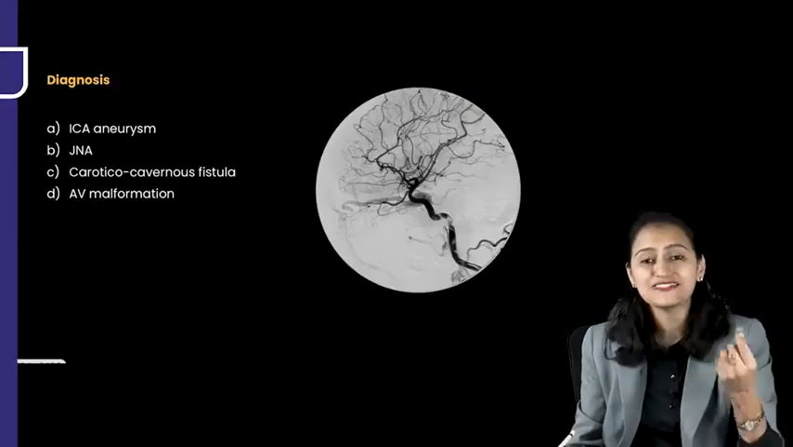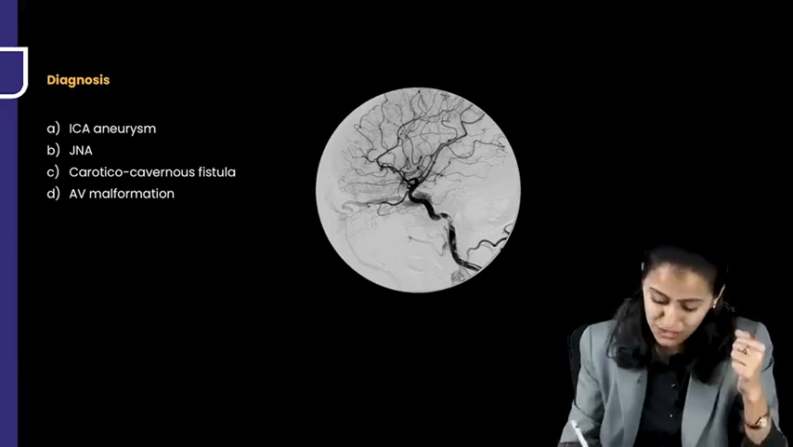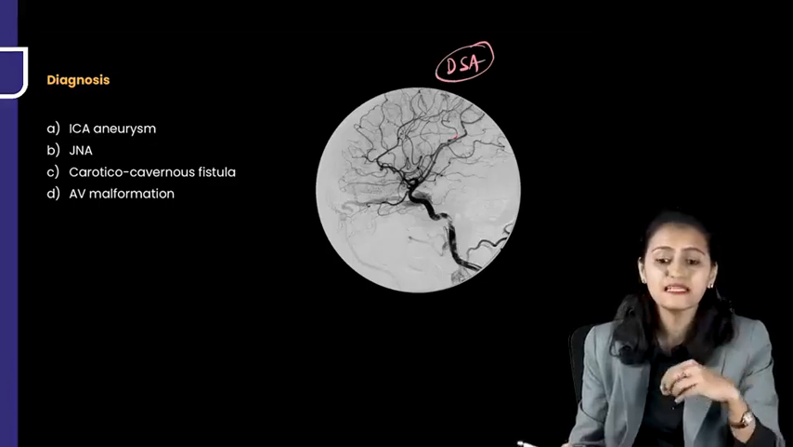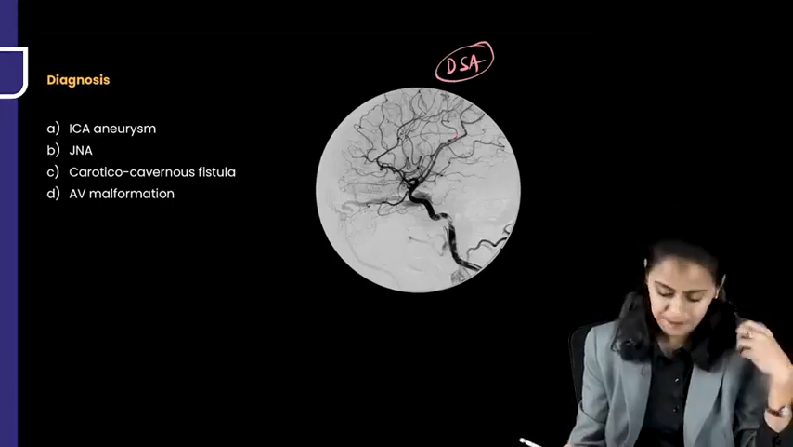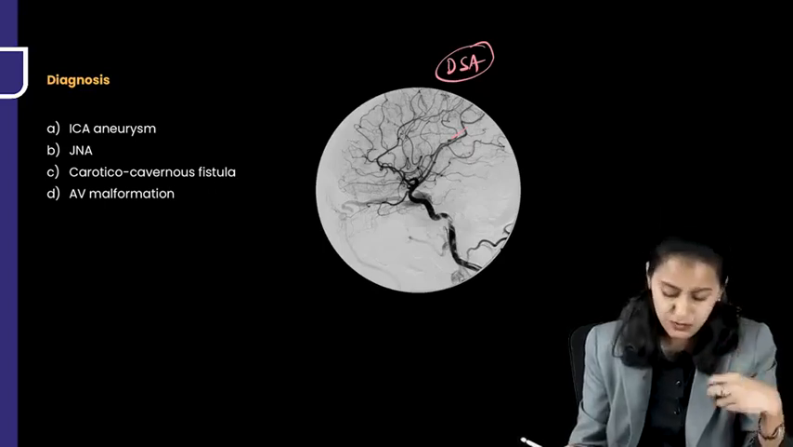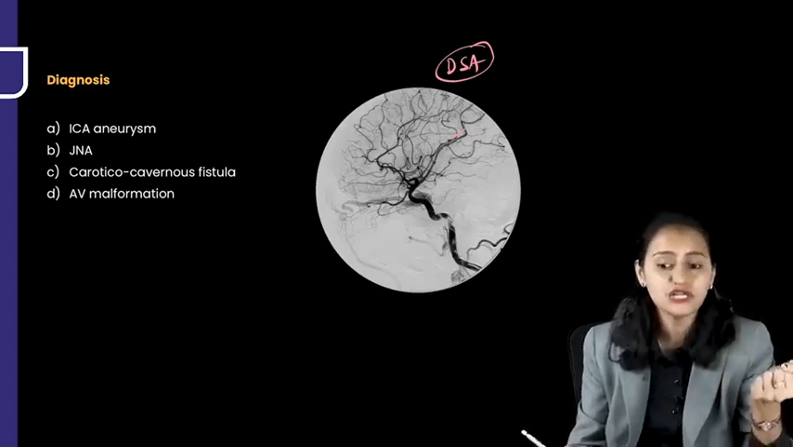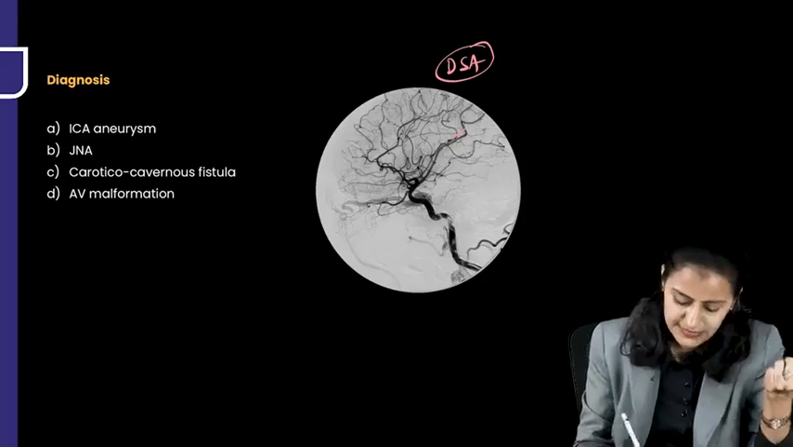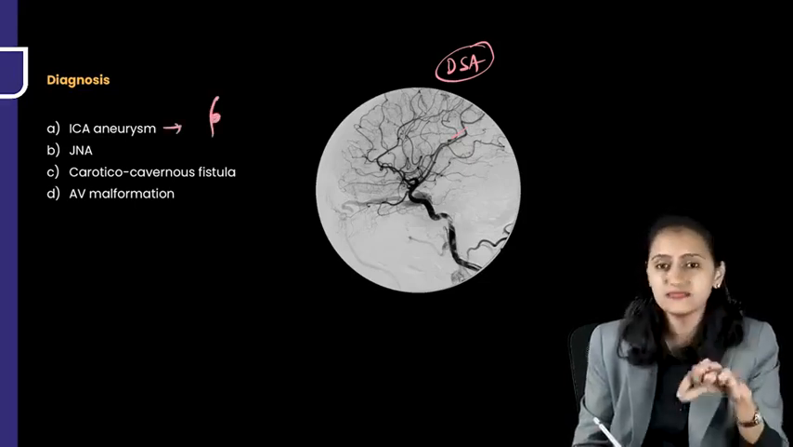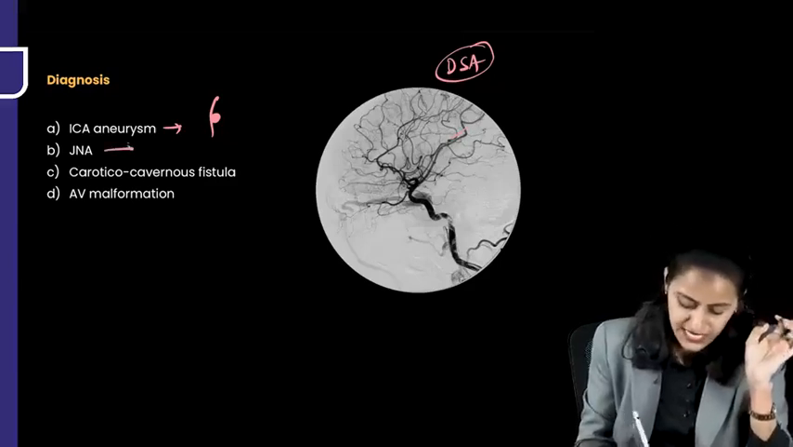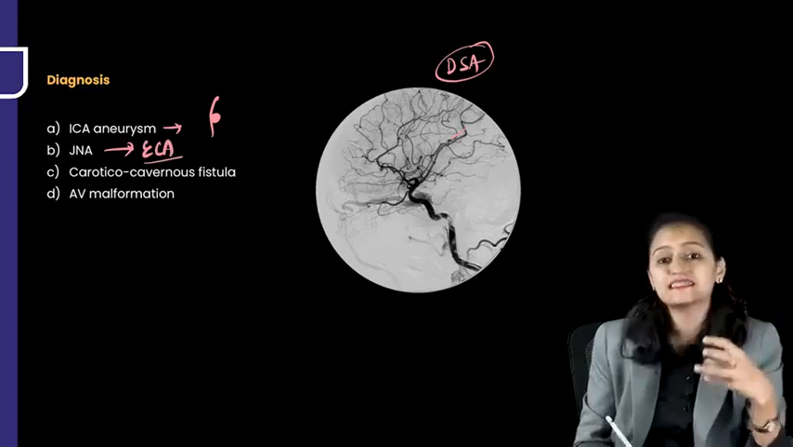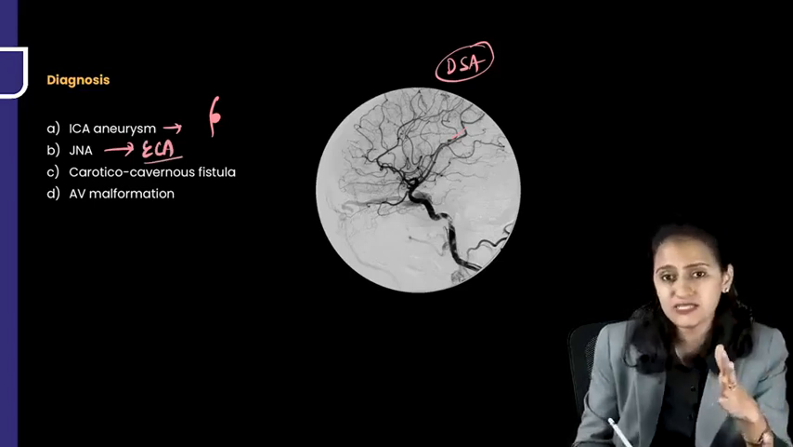Coming to this one, an extra edge image at the end of the snapshot. First of all, this is a DSA image with the black vessel. And what do you think is the diagnosis here? Is it an aneurysm? Is it a juvenile nasopharyngeal angiofibroma? It's a carotico-cavernous fistula or AV malformation. See, the aneurysm will appear like a blob of contrast around the vessel, that's swelling. JNA, it's a tumor. JNA is most commonly supplied by branches of the external carotid artery.